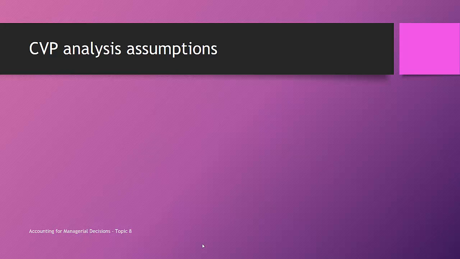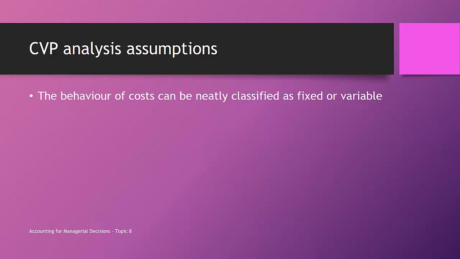As noted earlier on, there are some assumptions we need to take into account. So the assumptions are that we can neatly classify costs into fixed and variable. In some cases we may need to split them apart. Not always easy to do.